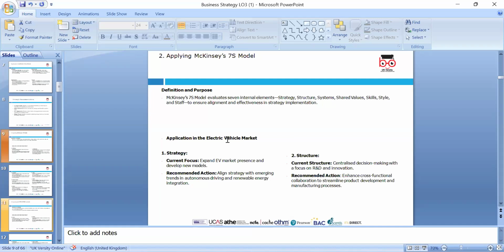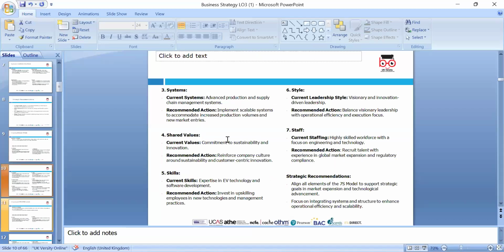If your strategy is cost leadership overall as an organization, you have to focus on cost reduction as production increases, but initially you have to invest more money. Current structure: we see R&D, then centralized decision making. I recommend action: cross-cultural, cross-function collaboration to streamline. Systems: the current system, advanced production and supply. Recommended action: implement scalable systems to accommodate increased production, volume and new markets.